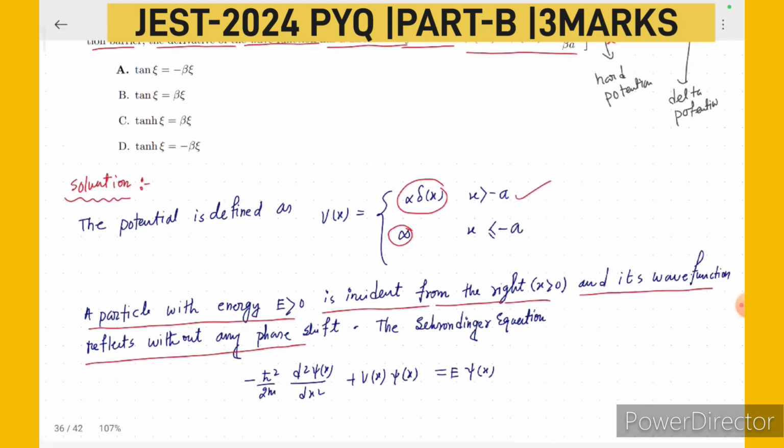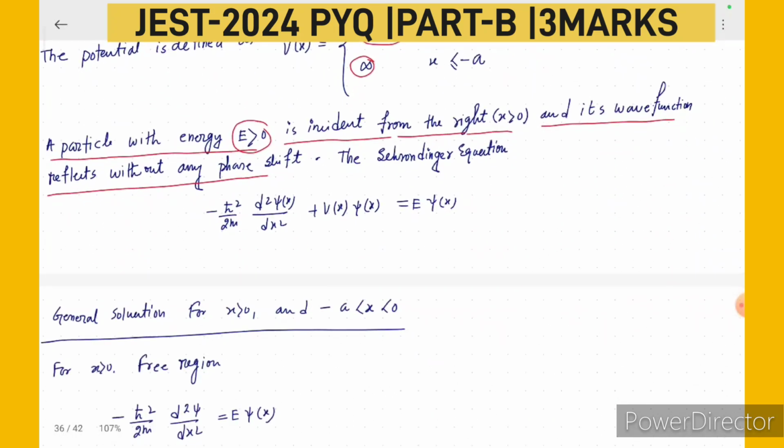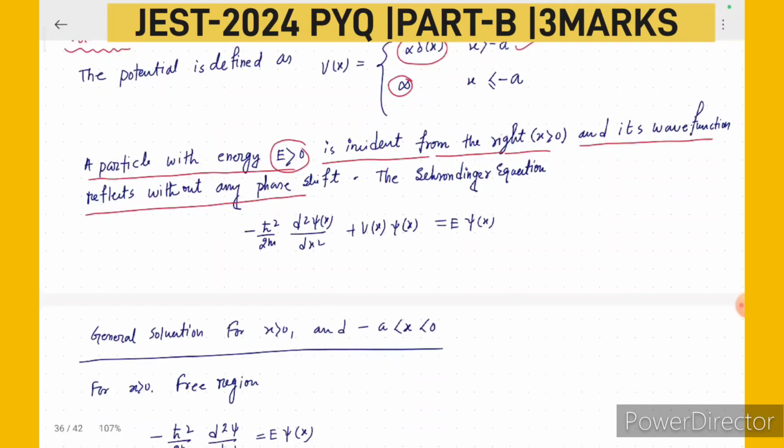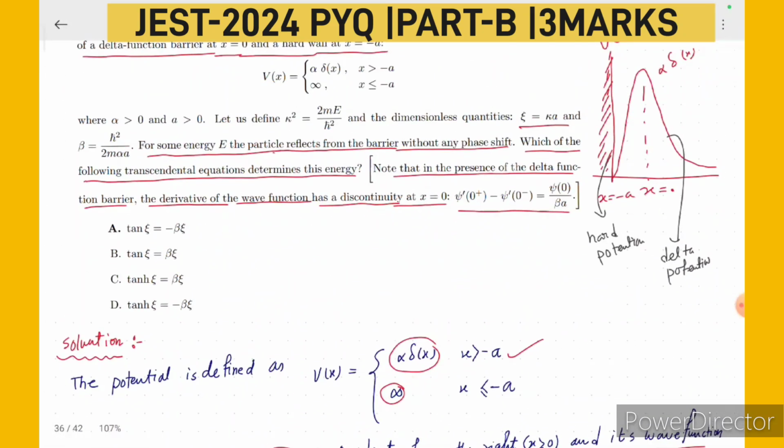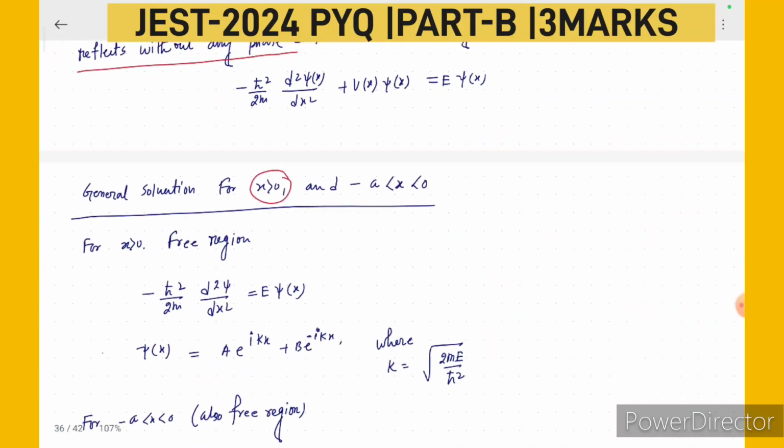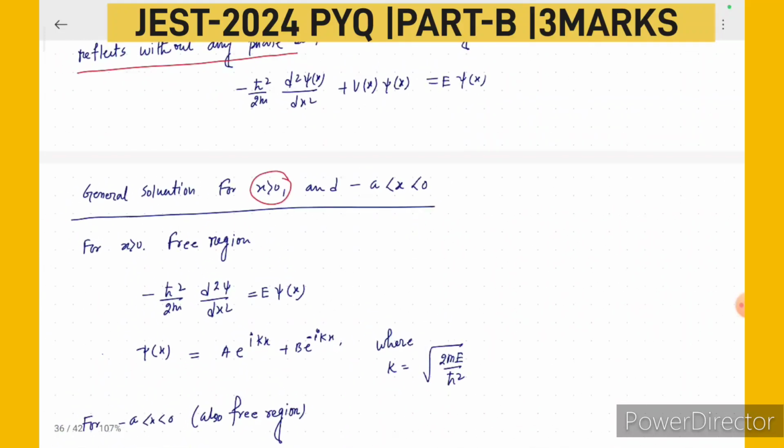Okay, so now the Schrodinger equation for particles which have energy E greater than 0 is: minus h-bar squared upon 2m d2 psi upon dx squared plus V of x equals E psi of x. Now we find the general solutions for two cases: one for x greater than 0, and another for x between minus a and 0.